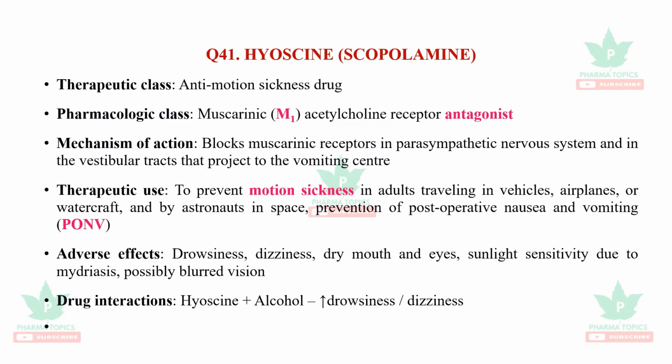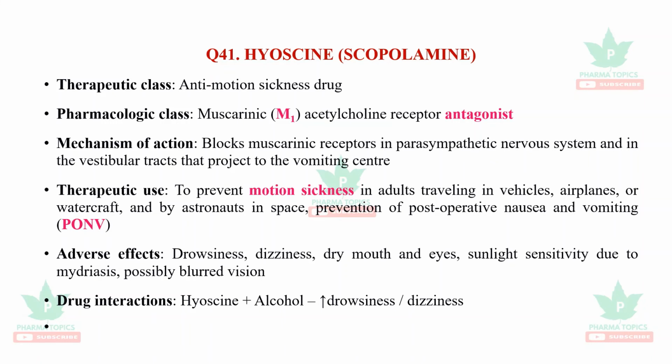The next question, 41, is a short note on hyoscine or scopolamine. It's an anti-motion sickness drug. It's a muscarinic acetylcholine receptor antagonist. It blocks muscarinic receptors in the parasympathetic nervous system and in vestibular tracts that project to the vomiting center.